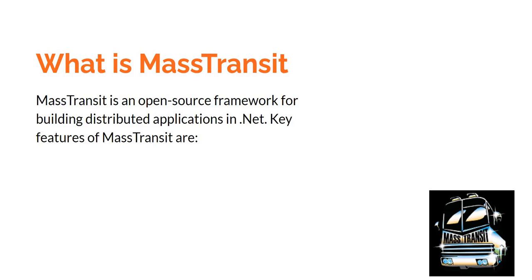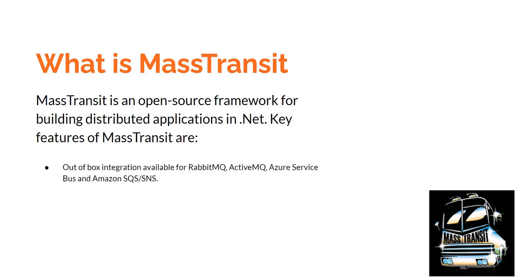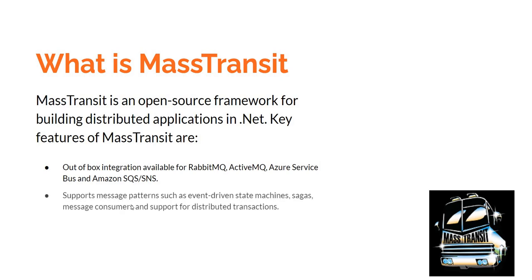And the key features of MassTransit are: number one, it has an out-of-box integration available for RabbitMQ, ActiveMQ, Azure Service Bus, and Amazon SQS as well as SNS. It supports message patterns such as event-driven state machines, sagas, message consumers, as well as distributed transactions. Now we will go into each of these features in today's as well as subsequent videos because there is a lot of ground to cover here and it will not be possible to cover everything in a single video.